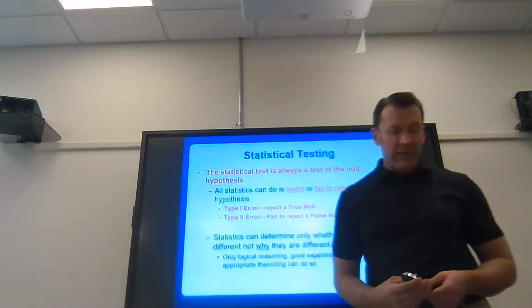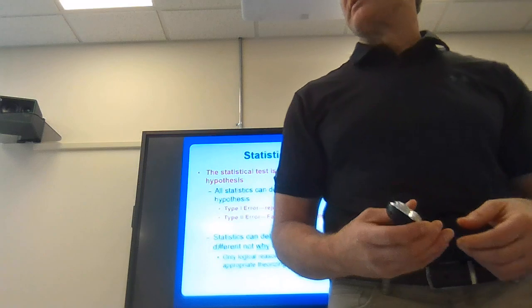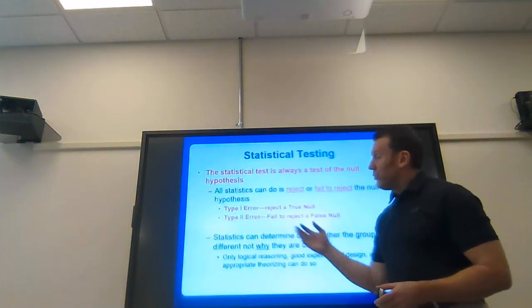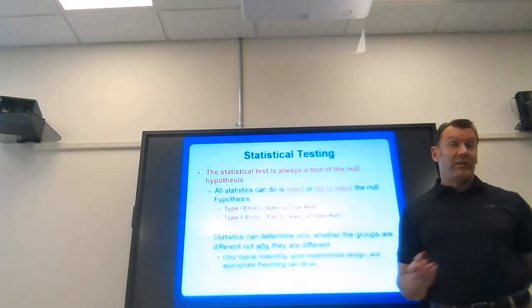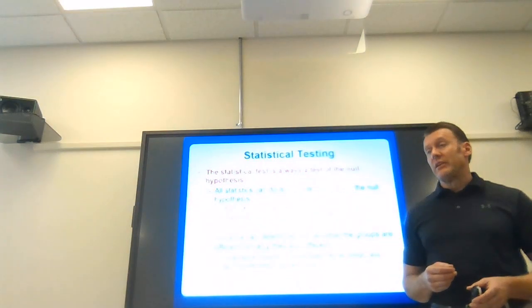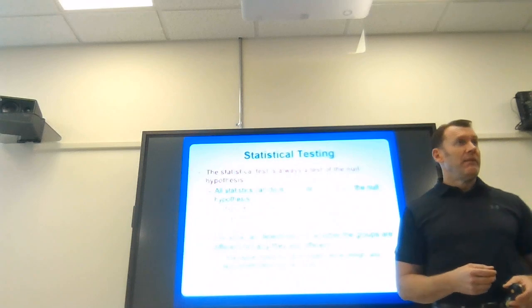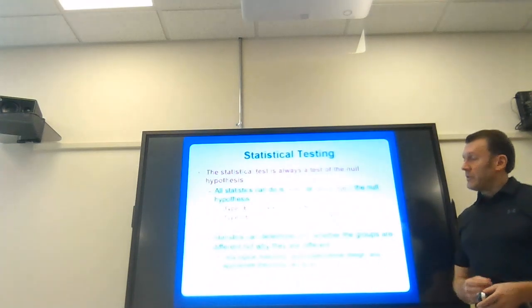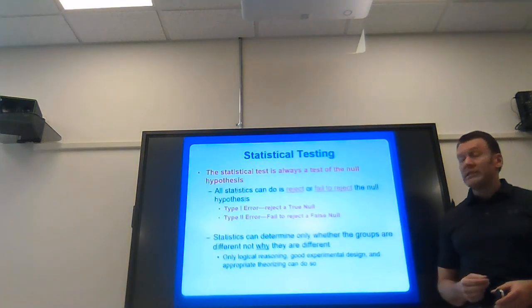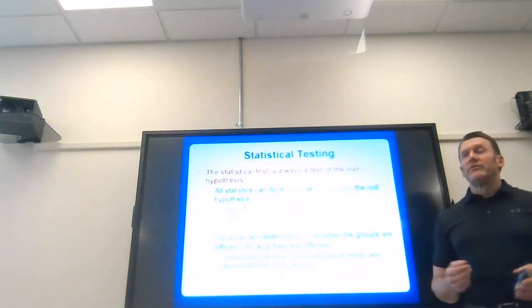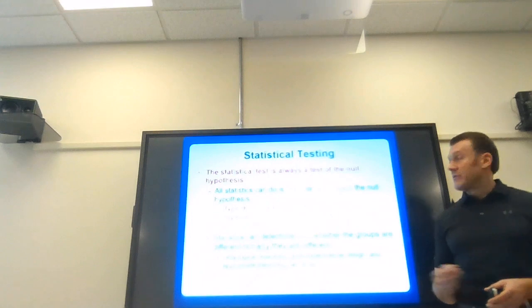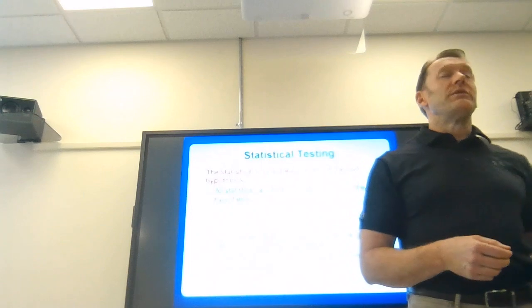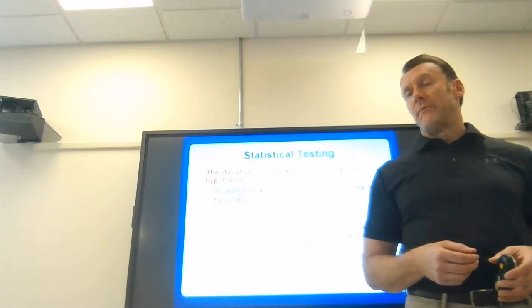So I think a lot of times we rely a lot on statistics, which I think is a good place to start, but we also have to look at all the other research that's been done. We have to have good logical reasoning, good experimental design, and appropriate theorizing. So that's why we use effect size a lot of the time, because effect size doesn't rely on probability. It shows you the actual magnitude of differences.